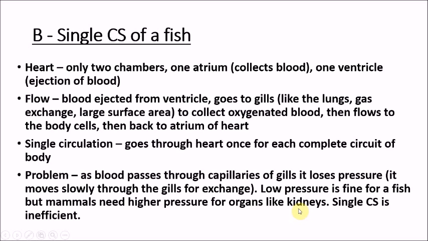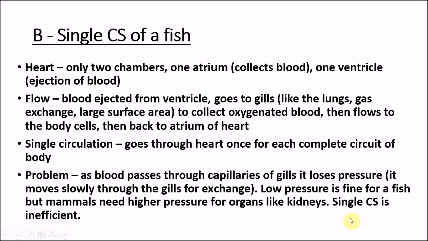Now, the kidneys you don't need to know yet, but they do a process called ultrafiltration, and that's where substances are pushed out from the liquid of the blood into the kidneys to be filtered, and then some are pushed back into the blood. They need high pressure for that. If the pressure is too low, then that's not going to happen, and all the poison that's in the blood is going to stay in the blood, and it won't be filtered out.